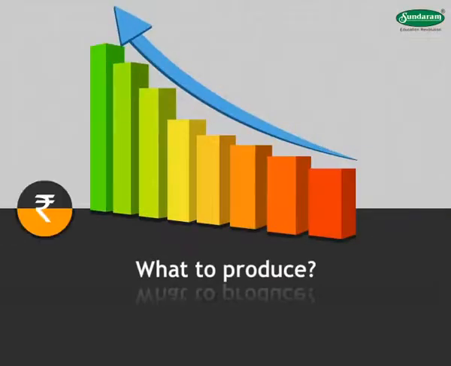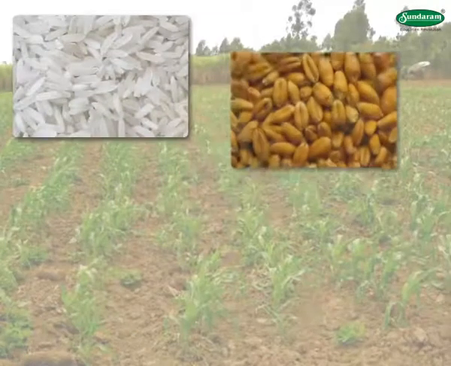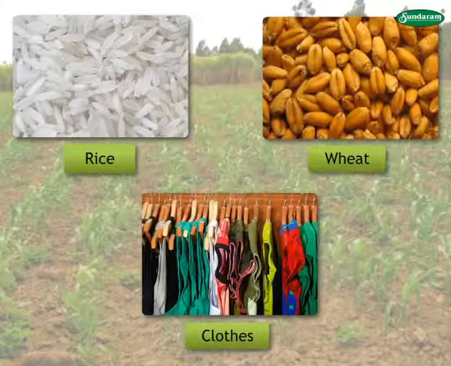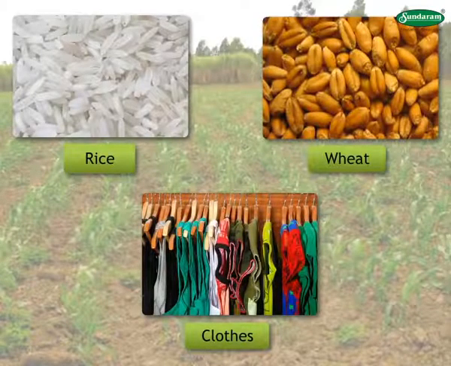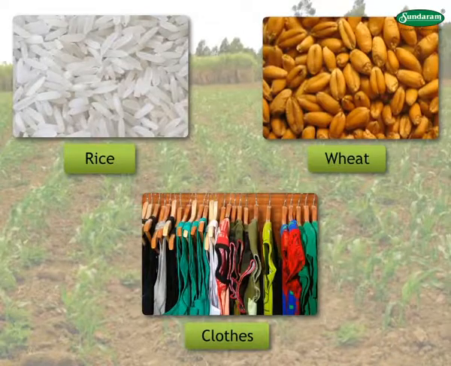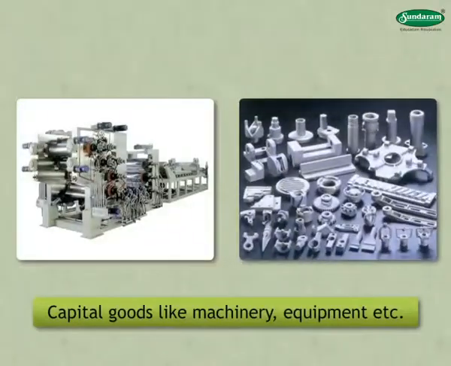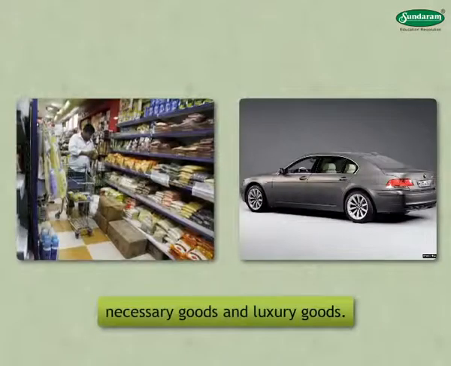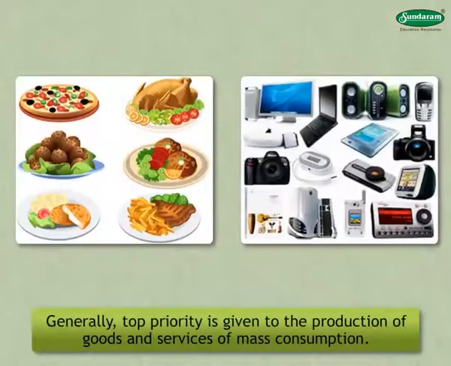What to produce. Every economy has to decide whether to produce consumer goods such as rice, wheat, clothes, etc., or capital goods like machinery, equipment, etc. Similarly, an economy has to make a choice between necessary goods and luxury goods. Generally, top priority is given to the production of goods and services of mass consumption.